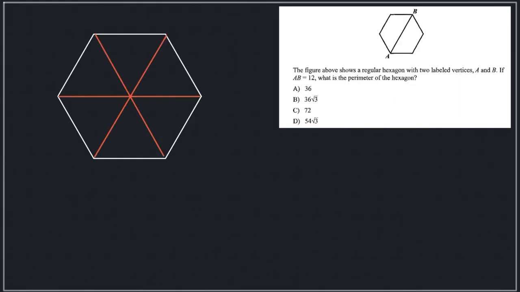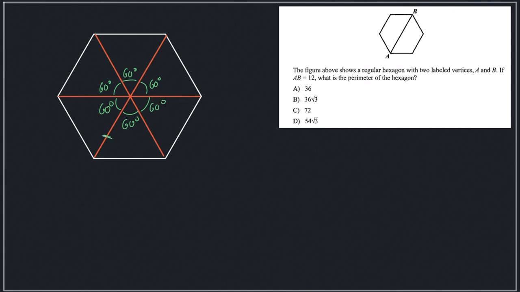Let's apply these concepts to a problem. In this problem, we are given a regular hexagon with a diagonal of 12. They're asking us to find the perimeter of this hexagon. Let's draw some central angles. As we know, this is a regular polygon, and therefore, all the central angles will be of equal measure. If we divide 360 into 6 equal parts, we get an angle of 60 degrees.